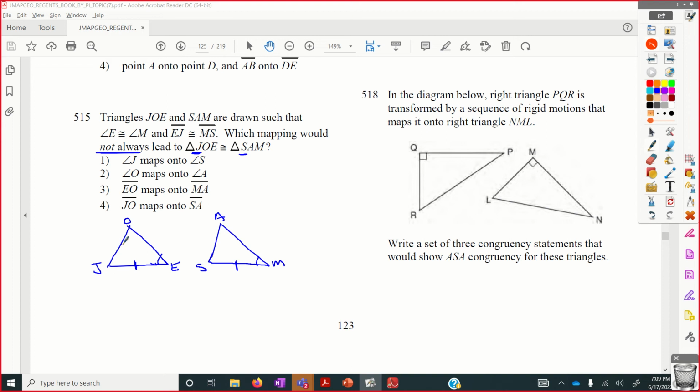So if these 2 sides are equal, if J is equal to S, that's angle side angle. So that will always work. Okay? So this is true. O equal to A, that's AAS. So that is true. Okay? So we don't want that either. What about EO, which is this side, right? And AM, which is this side. Now we have SAS. So that's out. And then if we take JO and SA, remember, we don't know this. All right? This is our angle side-side, or side-side angle. That is our donkey theorem. So we don't want to pick that.